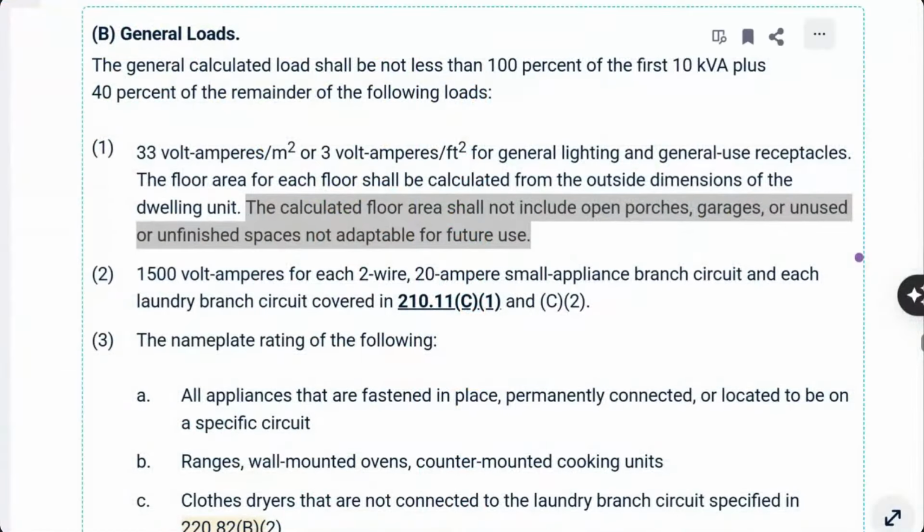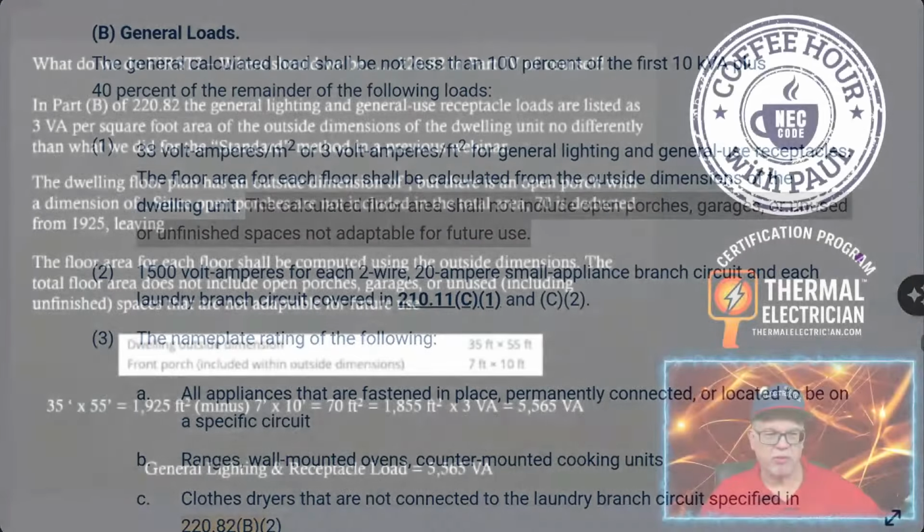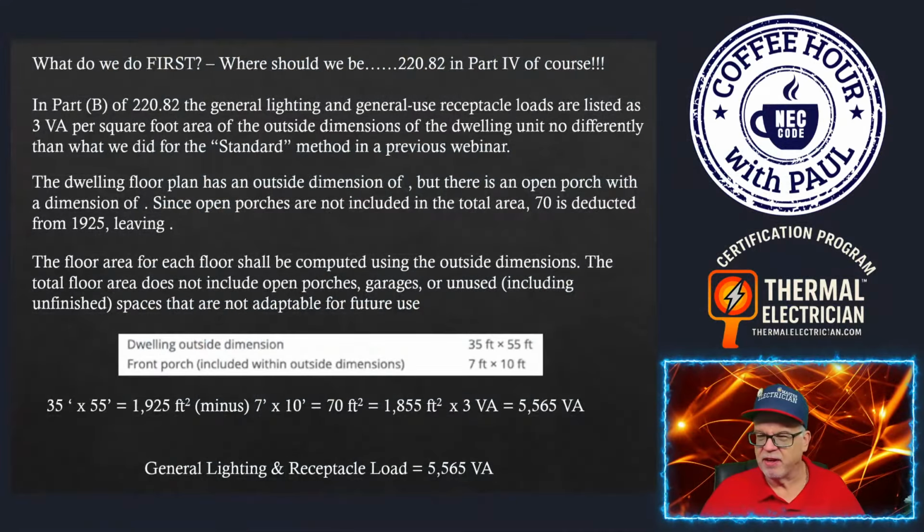So that's what we're going to do. In the lesson, we said that our dimensions were 35 by 55, right? And our 7 by 10 was the front porch. So 35 by 55, and never trust my math, guys. Always calculate it out. And gals, Tara, all of us calculate it out. So 35 by 55, that is 1,925 square feet.